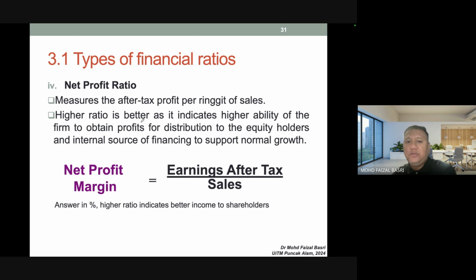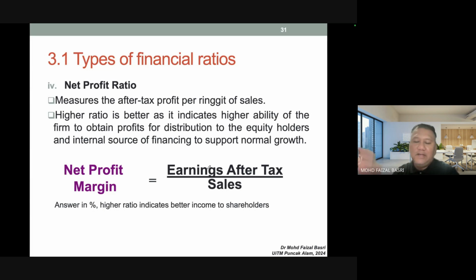Okay, so the higher the ratio, the better. Okay, indicates higher ability of the firms to obtain profits for distribution of the equity holders. Sebab as a shareholders, okay, your shareholders, you're going to receive your dividend akan distributed based on dia punya net profit. Okay, net profit ni yang akan dia distribute kepada shareholders. Right, so the tinggi the ratio, better income lah untuk shareholders, walaupun shareholder tak akan dapat the whole earning after tax ni for themselves. Okay, akan ada certain portion dia akan bayar bentuk dividend kepada shareholders.